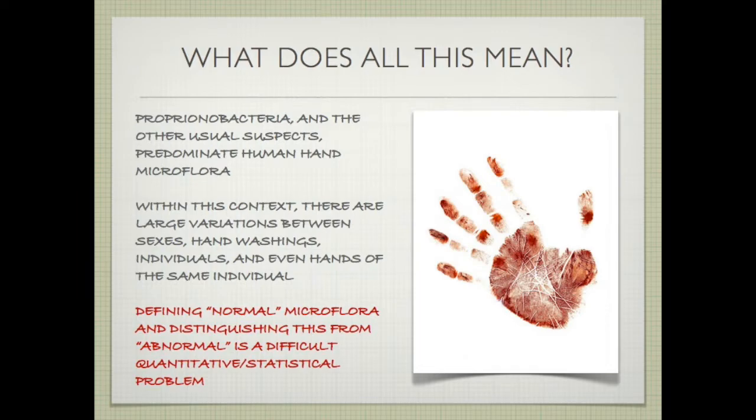Defining normal flora is tough, right? If you take a diseased person, they're still going to be primarily propionibacteria on their hands, and there's going to be staph and strep and all that kind of stuff. So the question is, what is normal? I think we can determine that. I don't think we know how to do it yet, but I think that we'll be able to determine that.